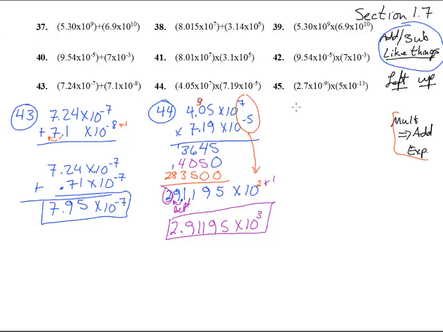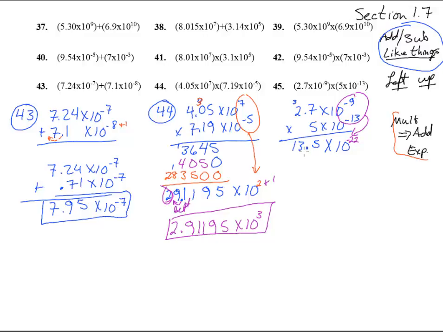Number 45. 2.7 times 10 to the negative 9 times 5 times 10 to the negative 13th power. Again, they do not need to be the same for multiplication. So we take 5 times 7, that's 35. 5 times 2 is 10, plus 3 is 13. One decimal place is 13.5 times 10 to the, let's add up those exponents. Negative 9 and negative 13 adds up to a negative 22.